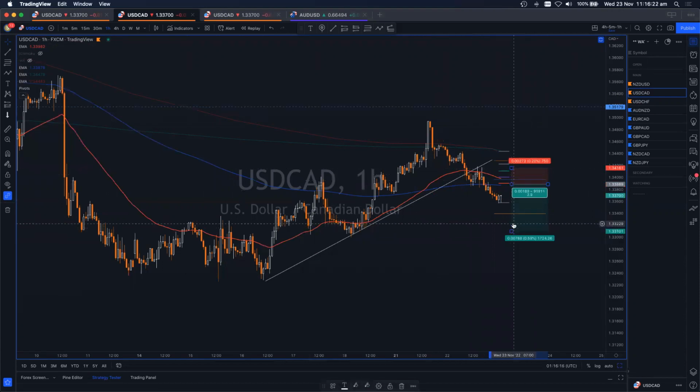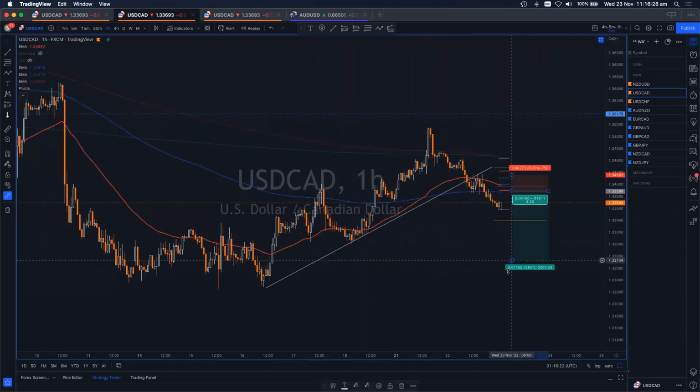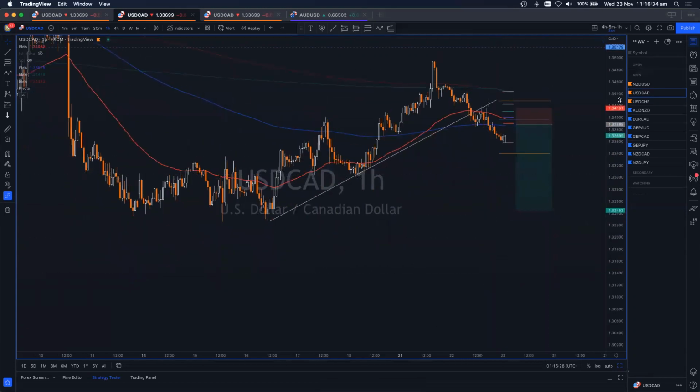Something like that. Target these lows here. If you're a bit more aggressive, you can even target the lows. What happened there? Target the lows, and that would be a very nice 5% trade. That played out. So yeah, dollar CAD looking very nice. Keep an eye on that one.